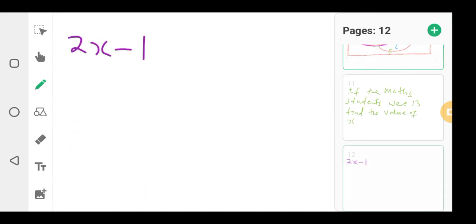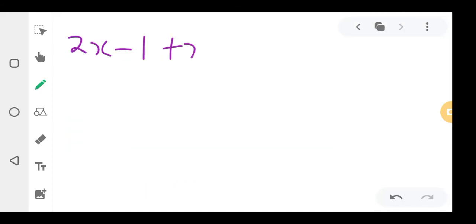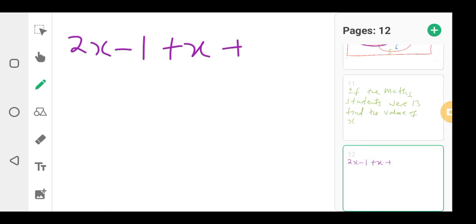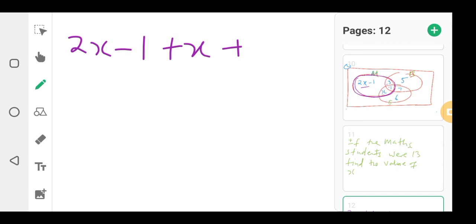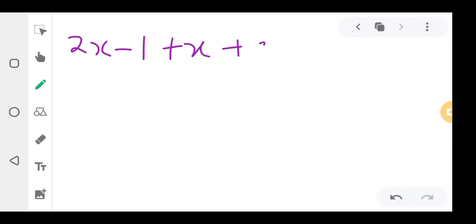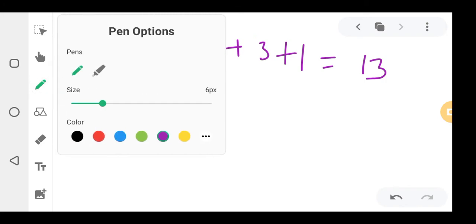So it will be, I'll put plus x there, so that I start with the letters, and then plus 3 plus 1. It doesn't matter whether it's plus 1 plus 3. They should be equal to 13, because they are trying to find the value of x.